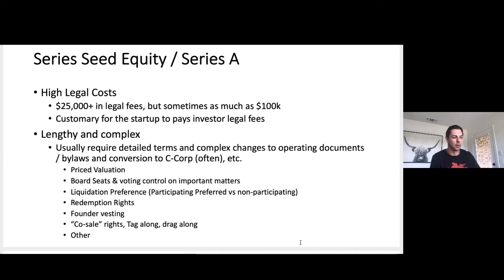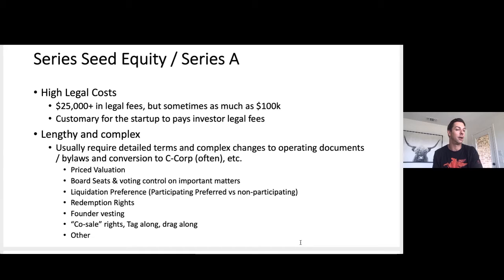There's a couple of terms and a couple of facets of equity raise that are pretty particular, that are almost always included in an equity raise. One of those is a priced valuation. Got to get it exactly correct. What is the exact cost of a unit or a share? And then board seats and voting control on important matters. If you're not ready to decide on all these items, then don't do an equity raise, because it's really important that all of this gets figured out.